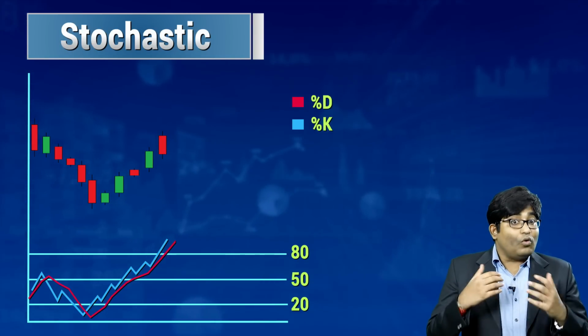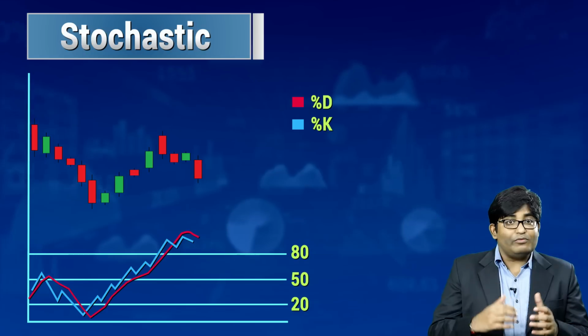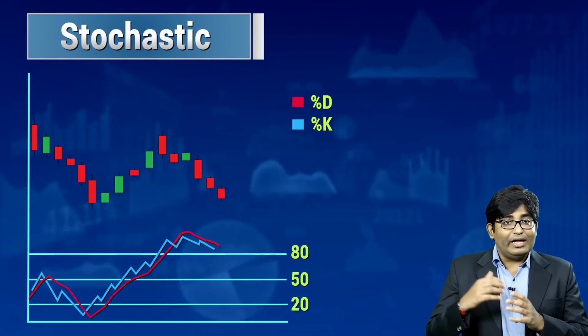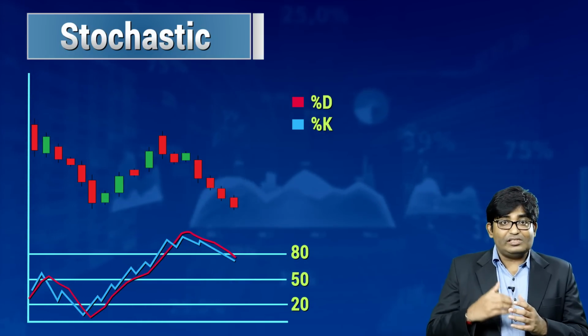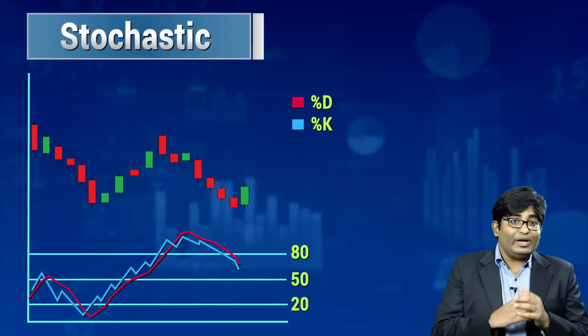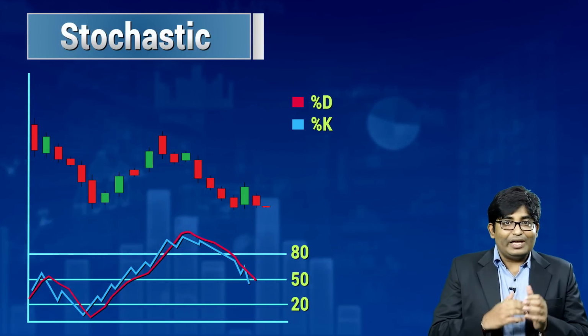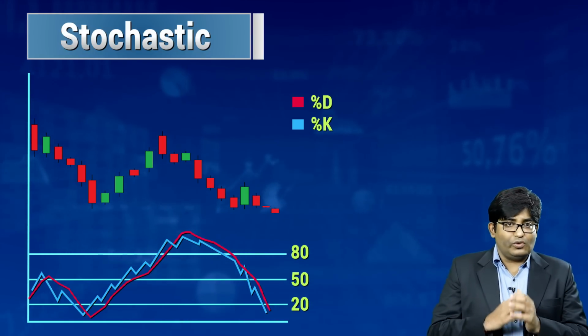When the up move is over, the down move resumes. The percentage K line moves back below the 80 level, that is in the normal zone, and the percentage K line crosses the percentage D line on the downside, and with the ongoing downtrend eventually it moves below the 20 level in the oversold zone.